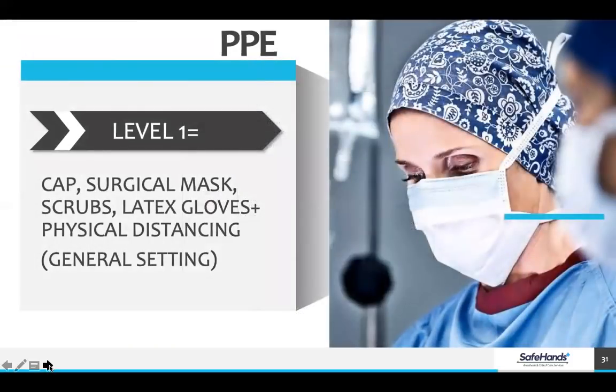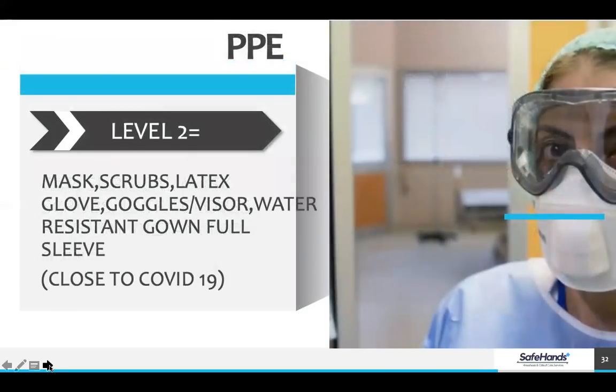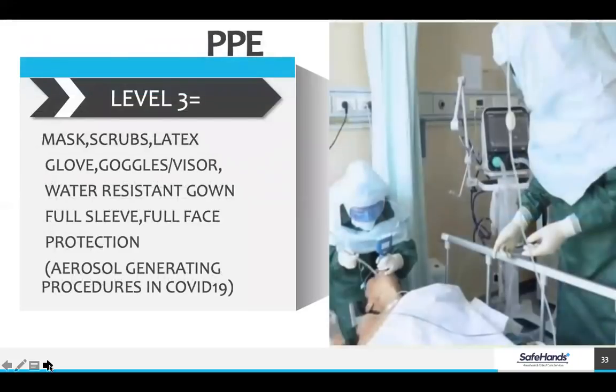Level 1, as you see in the picture, the doctor is wearing a cap, surgical mask, scrub, latex glove, and maintaining physical distance. Level 2, you can see mask, scrub, latex glove, goggle, visor, water resistant gown with full sleeves. Level 3, you can see the doctor intubating, wearing a mask, scrubs, latex gloves, goggle, visor, water resistant gown, full sleeve, full face protection.